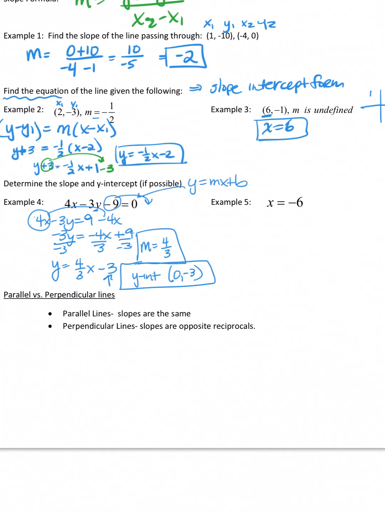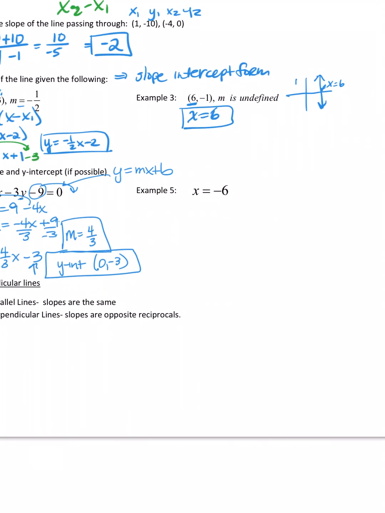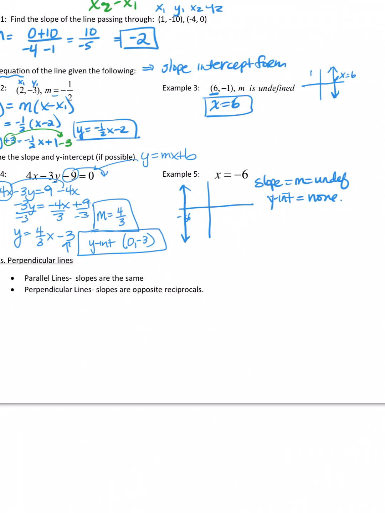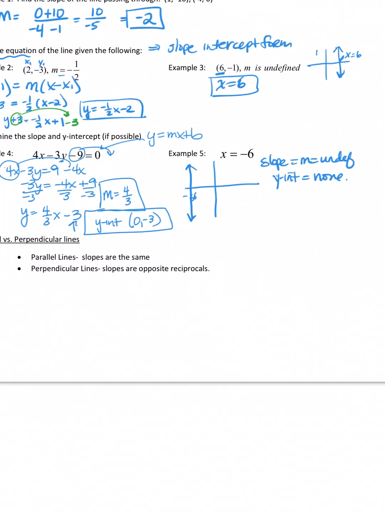Okay, look at number 5. Oh, it's an x equals negative 6 question. Well, this is important for you to visualize. X equals negative 6 means that there is a vertical line over here where x is negative 6. If it's vertical, that means my slope, or m, is undefined. Does it cross the y-axis at all? No. So I would just say the y-intercept is none. Okay? So you'll see practice like that coming up.